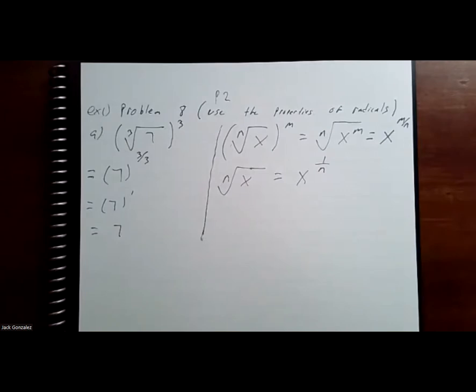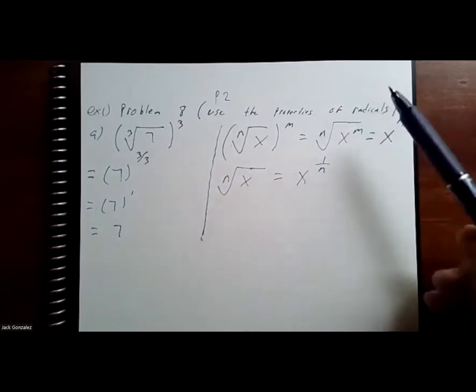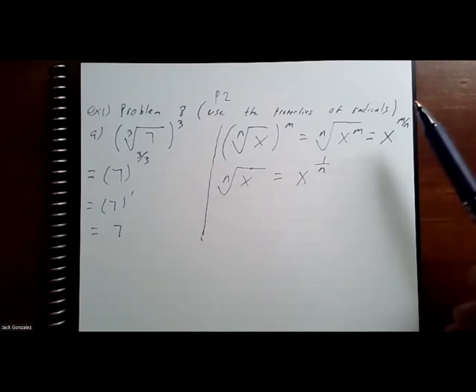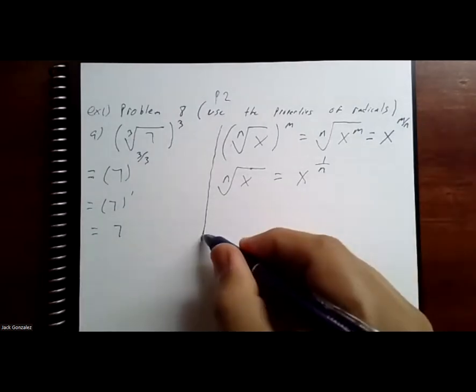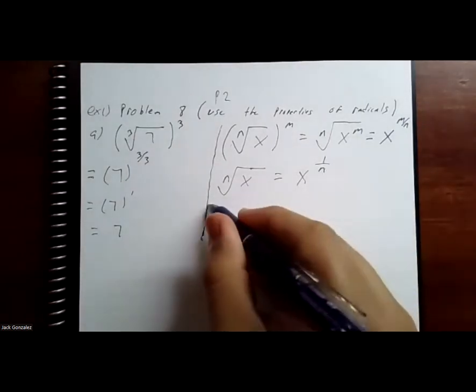Okay, so just reviewing all of our properties. The class is going to assume you remember all your radicals, but we're going to go over them today a little bit just in case. Are there any questions on this idea so far?